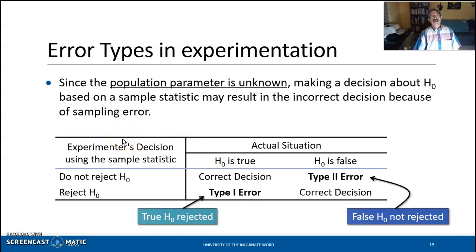Now, let's say that the experimenter's decision is to reject the null hypothesis. If the null hypothesis is true, then the experimenter has committed the type 1 error because he rejected a true null hypothesis. However, if the null hypothesis is false and the experimenter rejected the null hypothesis, he or she made the correct decision. Now, the first thing to realize is that there are two possible errors that we can commit when we are testing a hypothesis.